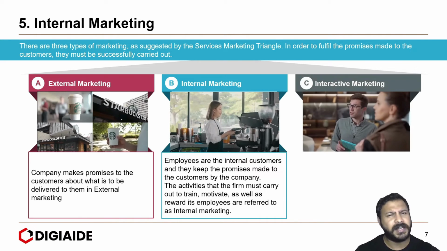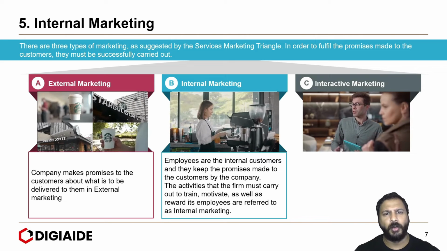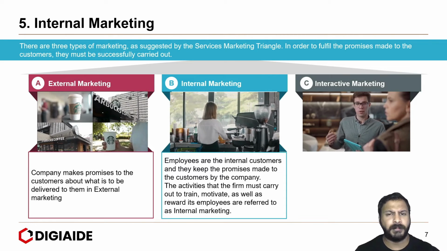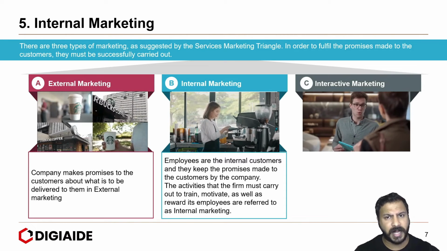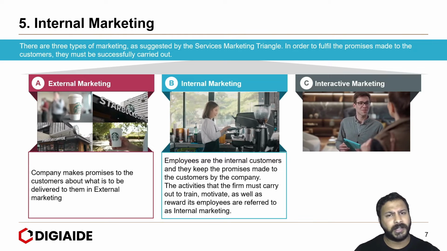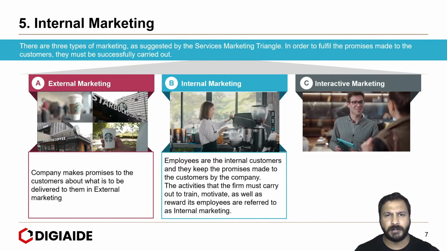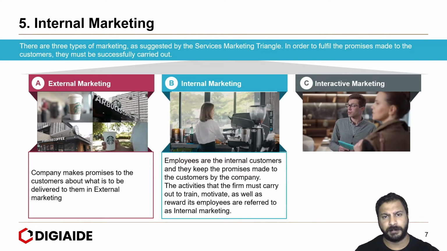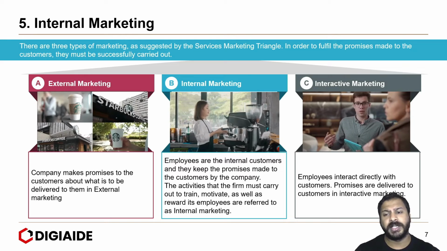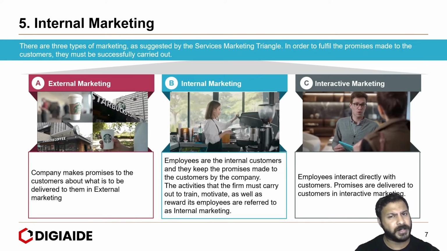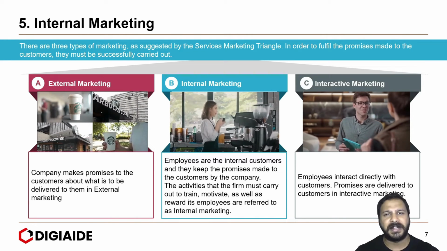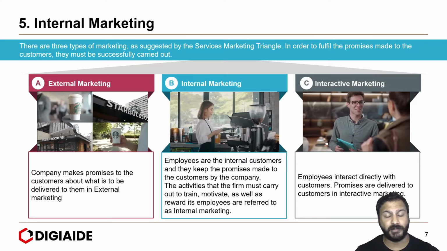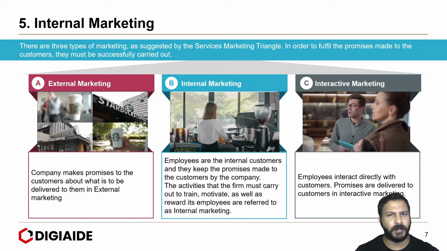And finally, interactive marketing. Now picture this. Who's the one interacting with the customers? Is it the management or the employees? It is the latter, that is the employees. So the interaction here is between the employees and the customers that define the brand for the customer. Therefore, employees interact directly with customers. Promises are delivered to customers in interactive marketing. And these promises were made by the company in external marketing.